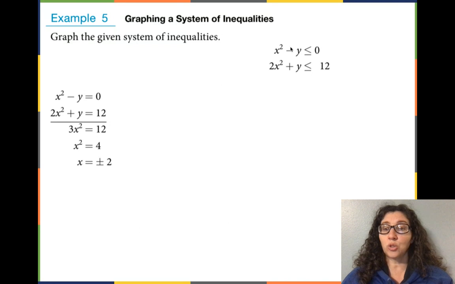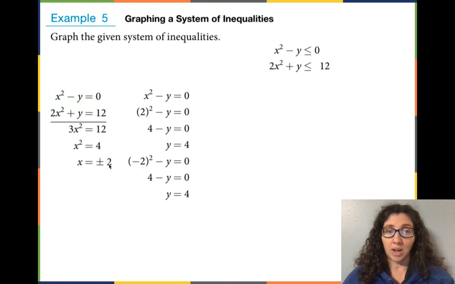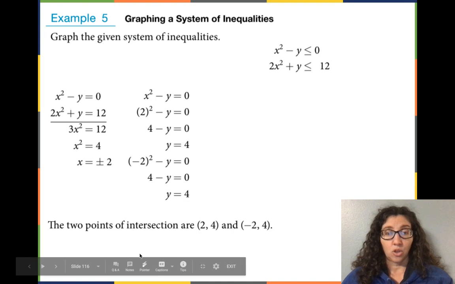The way they chose to do it is by addition, because that's going to get rid of the y's pretty easily, right? So the y's go away. We have 3x² = 12, so x² = 4, and we take the square root. So we're going to have plus or minus 2 as the two x values. For each of those, we plug them into the original equation. If x equals positive 2, y equals 4. If x equals negative 2, y also equals 4. So we have 2 points of intersection, (2, 4) and (-2, 4). Okay?